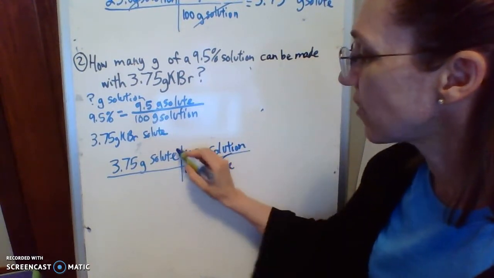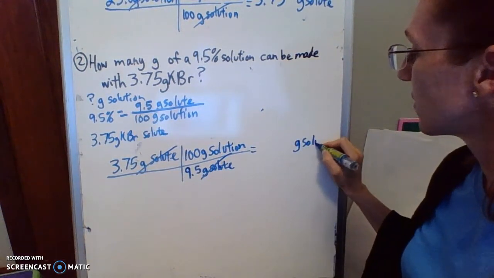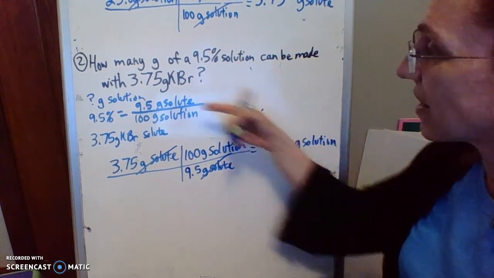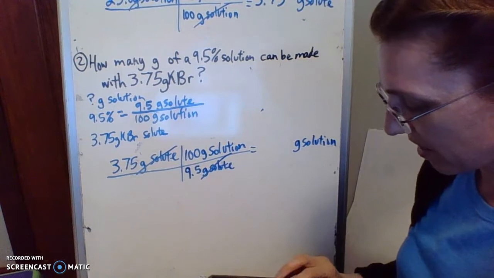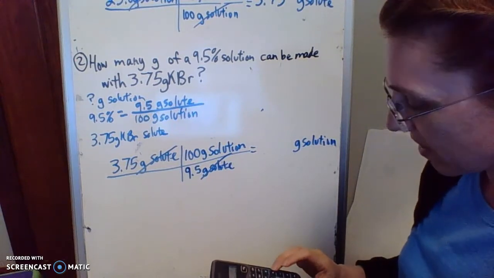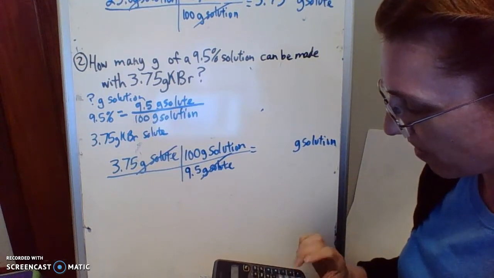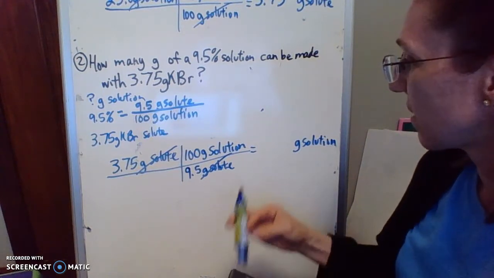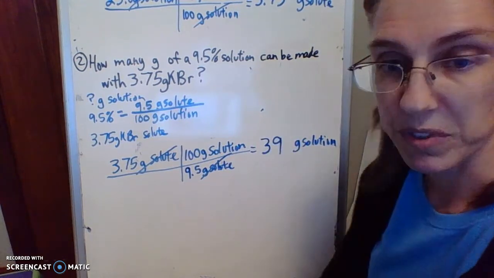Now our grams of solute cancels out with grams of solute. The only thing we're left with is grams of solution. And that is what we're looking for. So we'll go ahead and type that into the calculator. 3.75 times 100 divided by 9.5. And we get 39 grams of solution.